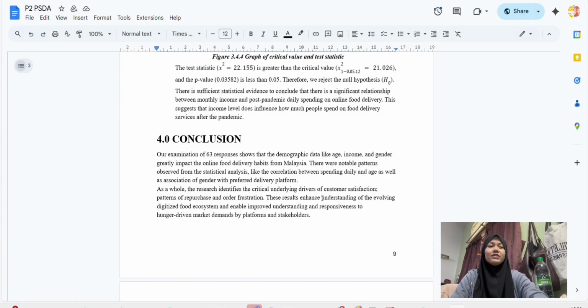So, to conclude, our analysis based on 63 responses reveals important trends. Demographics such as age, income and gender significantly impact online food delivery behavior in Malaysia. We found no major change in spending before and after the pandemic, and also a significant but weak correlation between repeat orders and satisfaction, and a statistical link between income and spending through the regression and chi-square tests. These findings give us an understanding of consumer preference and behavior in the growing digital food delivery market in Malaysia.